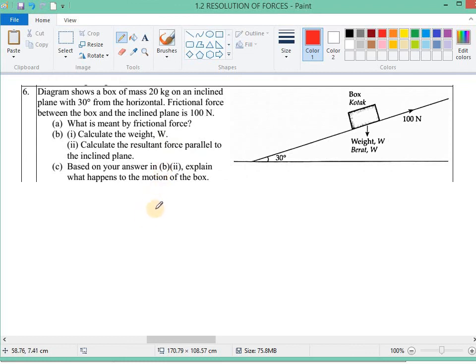Number 6. The diagram shows a box of mass 20 kg on an inclined plane at 30 degrees from the horizontal. The frictional force between the box and the inclined plane is 100 Newton. What is meant by frictional force? Here it asks for a definition. What is frictional force?